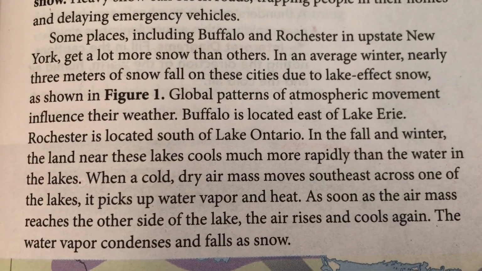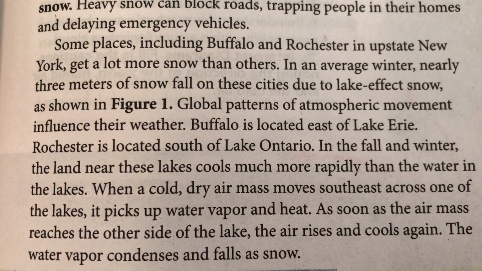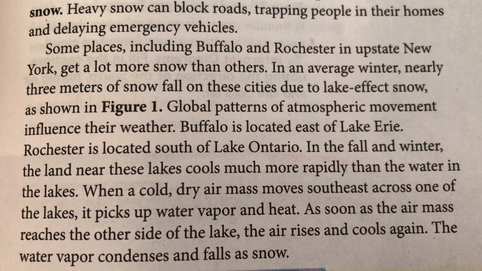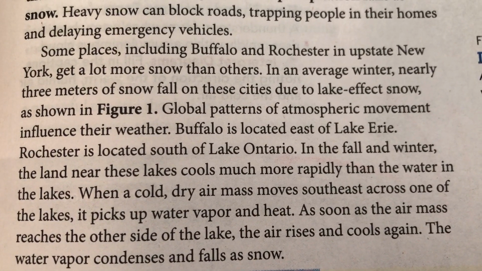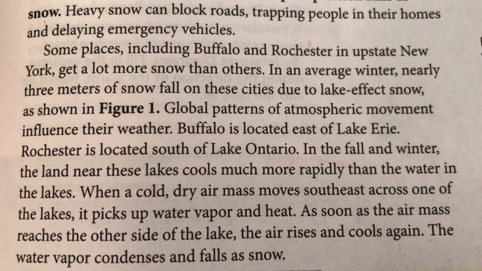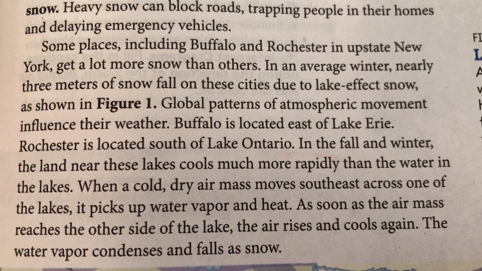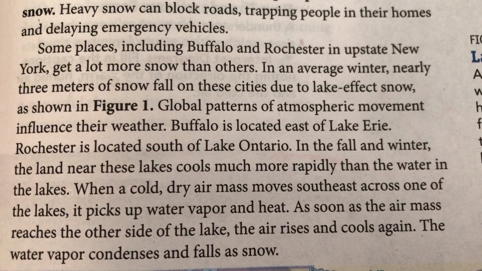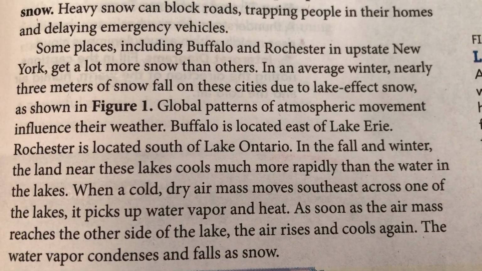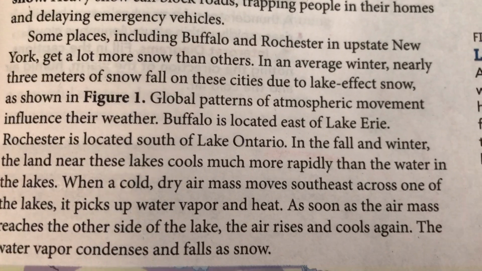Global patterns of atmospheric movement influence their weather. Buffalo is located east of Lake Erie. Rochester is located south of Lake Ontario. In the fall and winter, the land near these lakes cools much more rapidly than the water in the lakes. When a cold, dry air mass moves southeast across one of the lakes, it picks up water vapor and heat. As soon as the air mass reaches the other side of the lake, the air rises and cools again. The water vapor condenses and falls as snow.